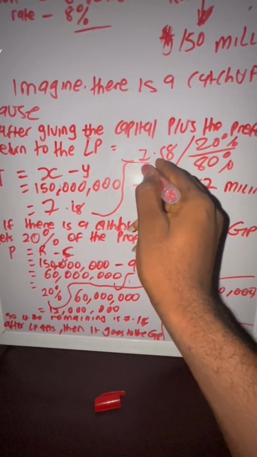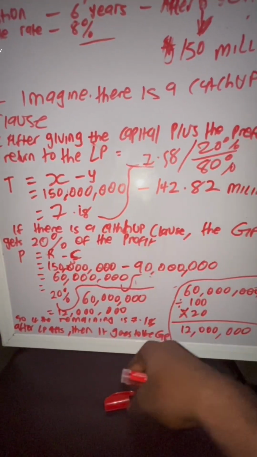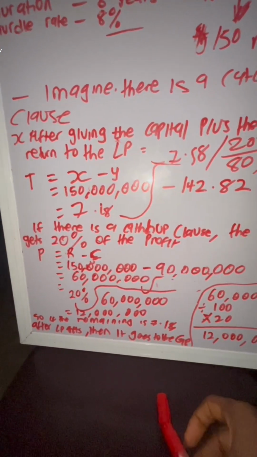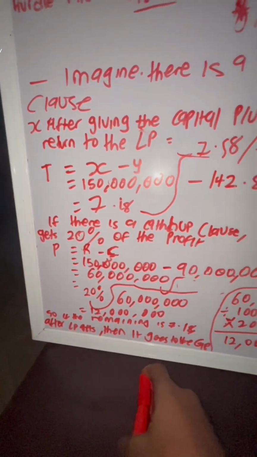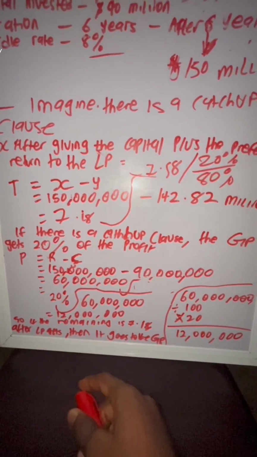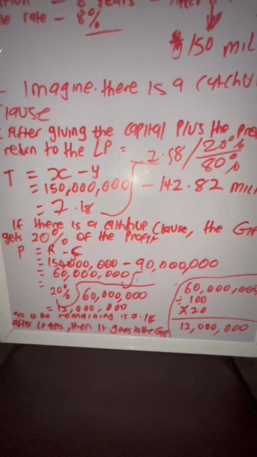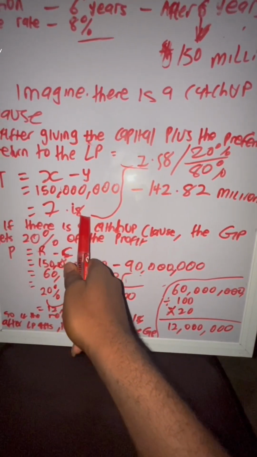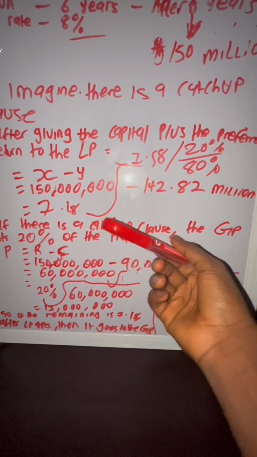So it is always preferable to have a catch-up clause at least, so the GP doesn't end up taking below what's better for them. It's always good to have the catch-up clause. So basically that's the end of it. In total, this is what the GP gets if there's a catch-up clause. The question says, what's the distribution? What does the LP get and what does the GP get?